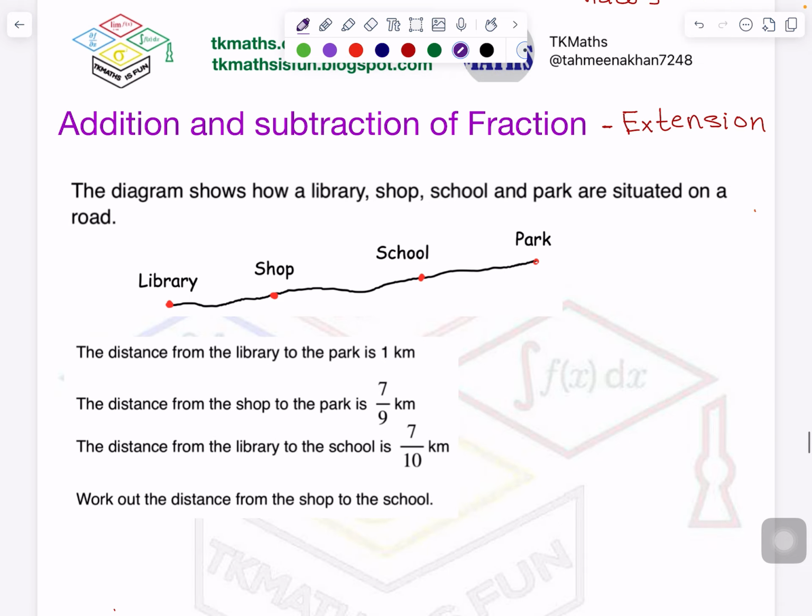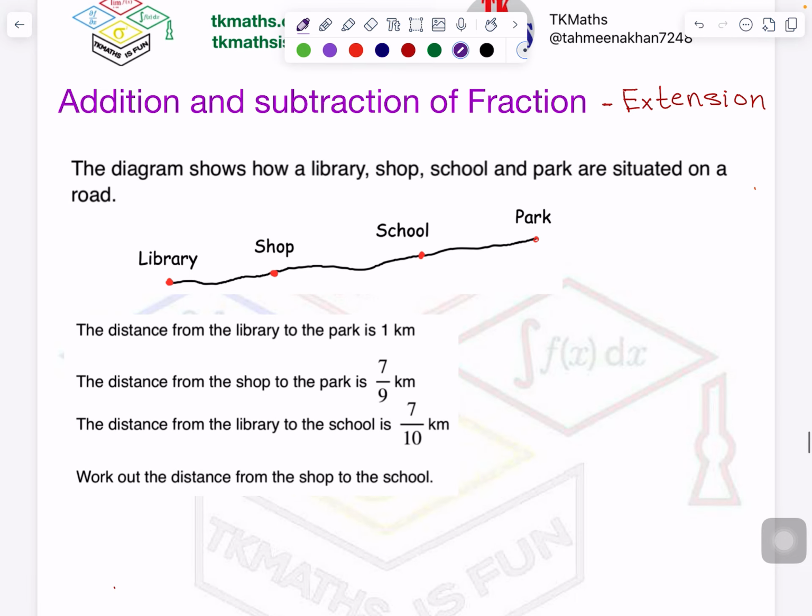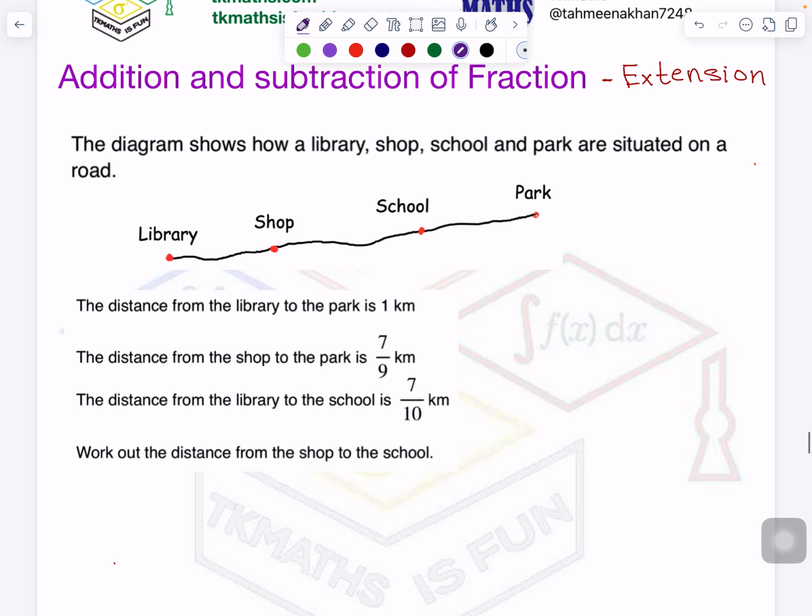Now this is a little extension. I will explain the question and I would like you to put the video on pause and then solve it. And then continue the video while I'm explaining here. Okay. So the map is given here and the positions in which the 4 places, library, shop, school, park, are located.